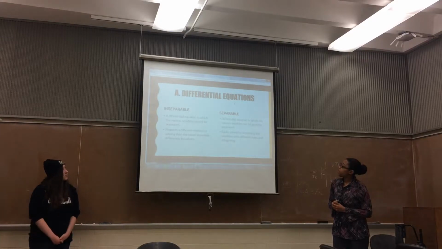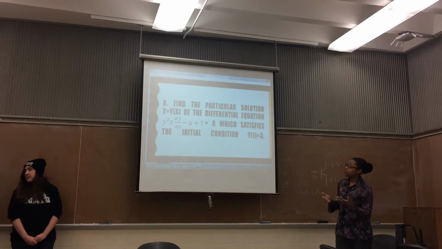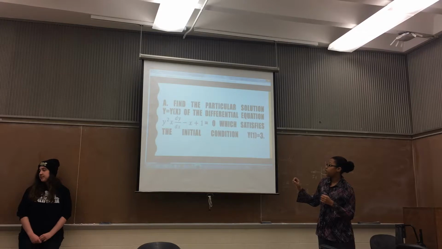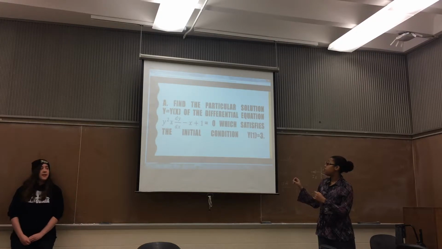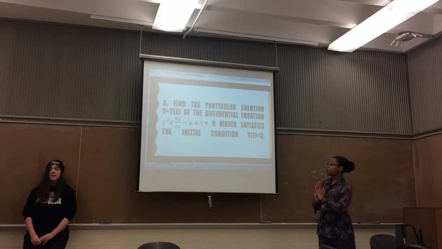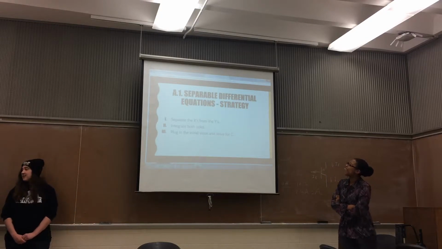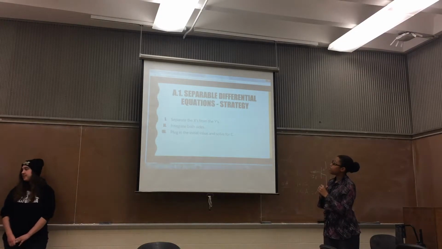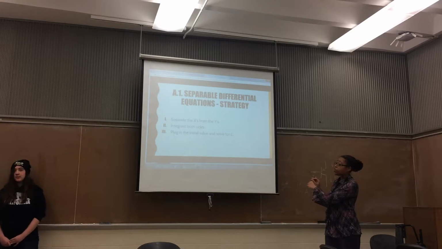And for part A, next slide, we're supposed to find a particular solution, as said before, for this equation y squared dy over dx minus x plus 1 equals 0 that satisfies the initial condition y(1) equals 3. And that should finish up part A. Okay, so the strategy for part A is separate the y's from the x's, integrate both sides, and find the initial value for C.